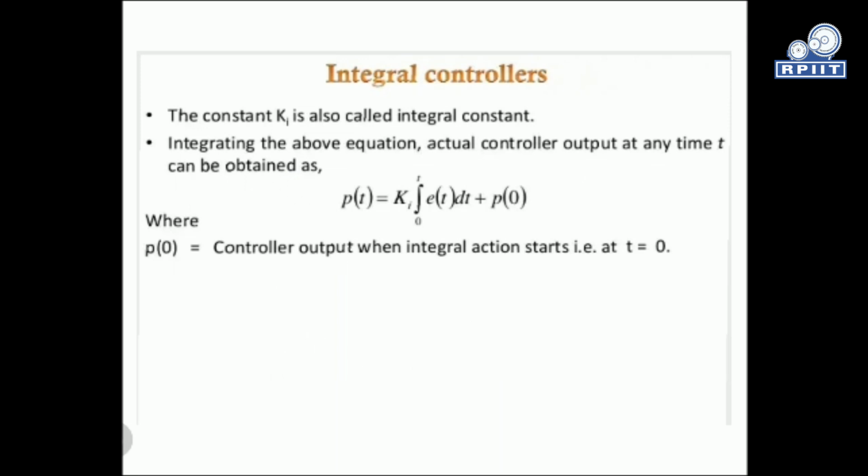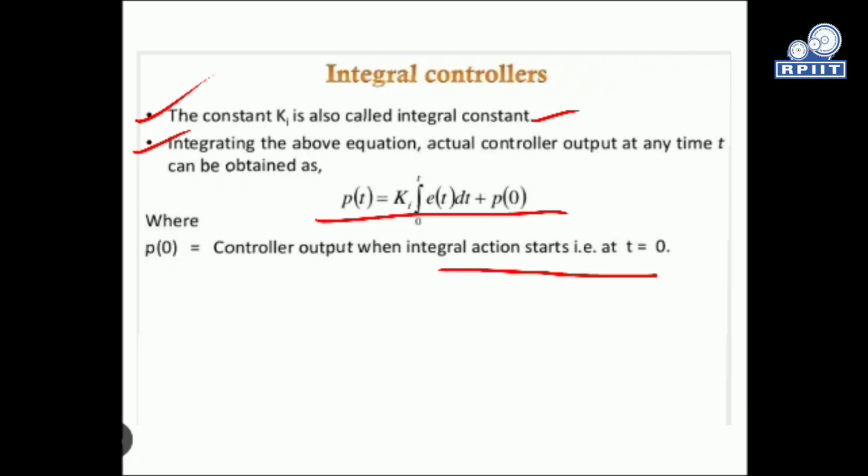The integral controller has the constant Ki, also called the integral constant. I stands for integral, and K is basically the proportionality constant. Integrating the above equation, the actual controller output at any time t can be obtained by this equation: P(t) is directly proportional to Ki times the integral from 0 to t of e(t) dt, plus P0. P0 is the controller output when the integral action starts at t equals 0.